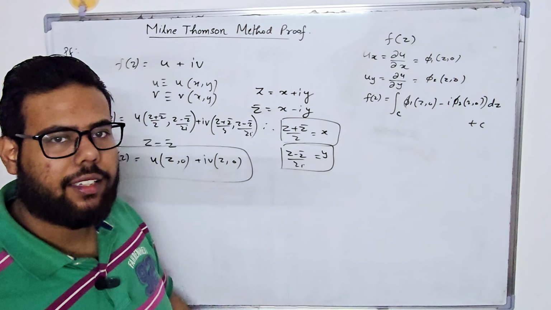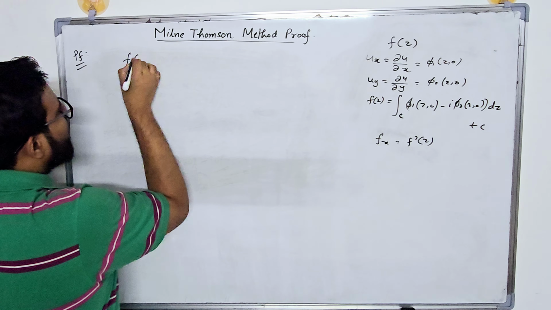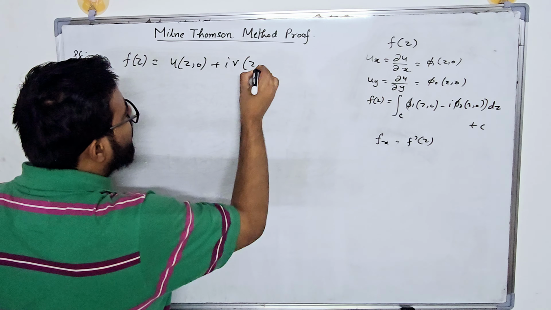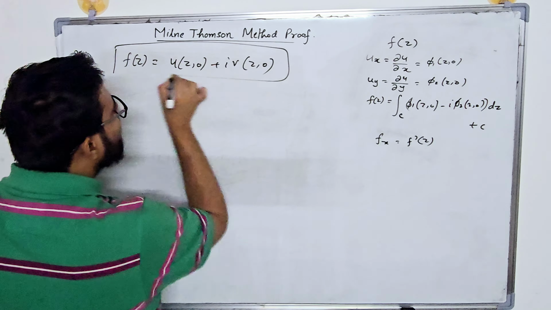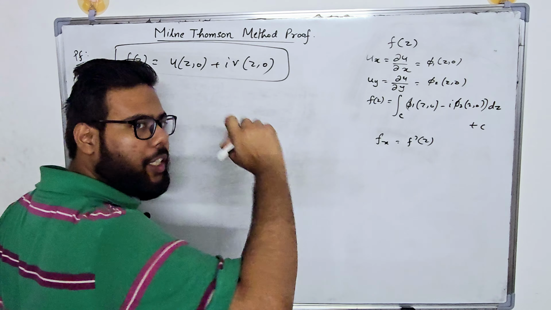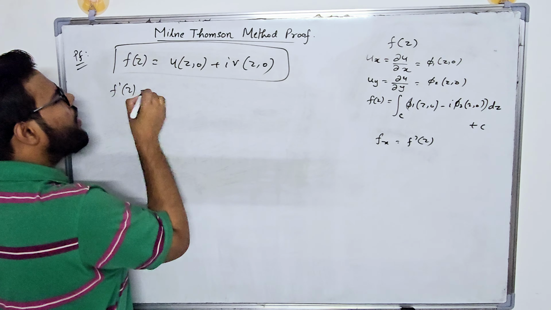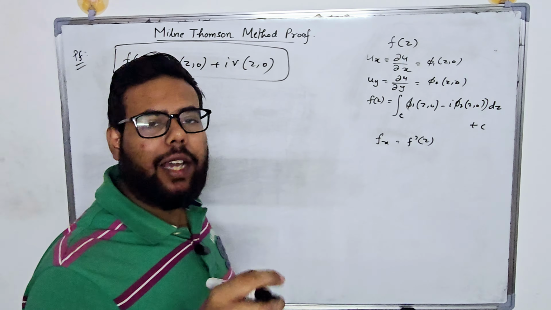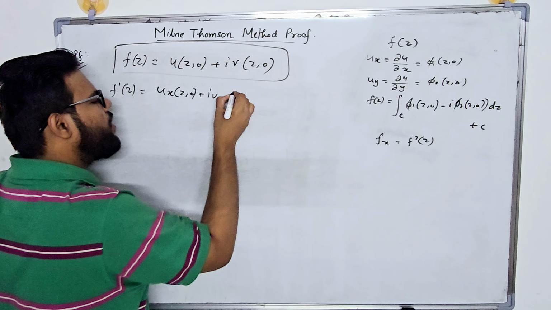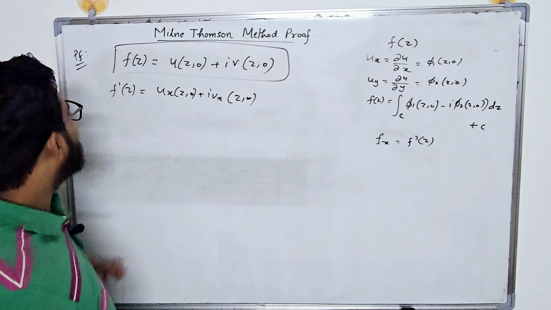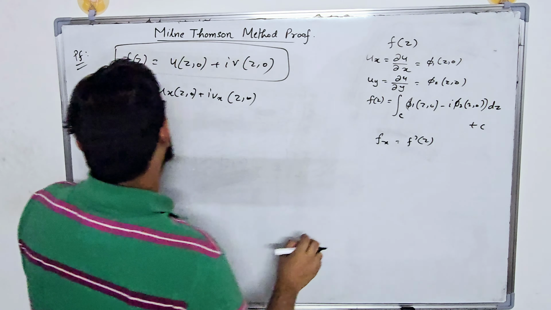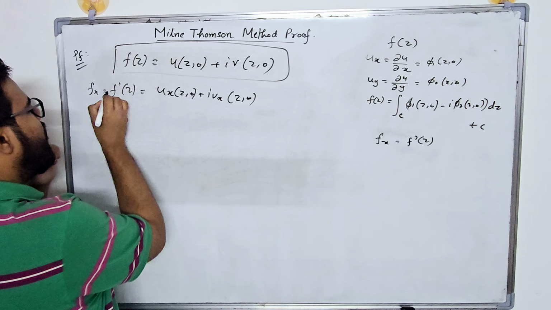Let's erase this and discuss it. So we had the expression f of z is equal to u of z comma 0 plus i times v of z comma 0. Now from the Cauchy-Riemann equations we can say something, but before that we have to differentiate. So f dash of z is equal to, differentiating with respect to x, ux of z comma 0 plus i vx of z comma 0. Notice that it should have been written as fx, but both are equal to f dash of z.